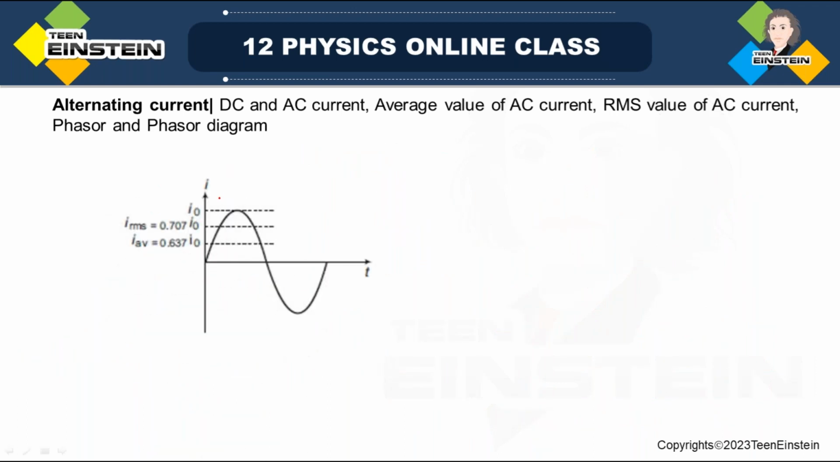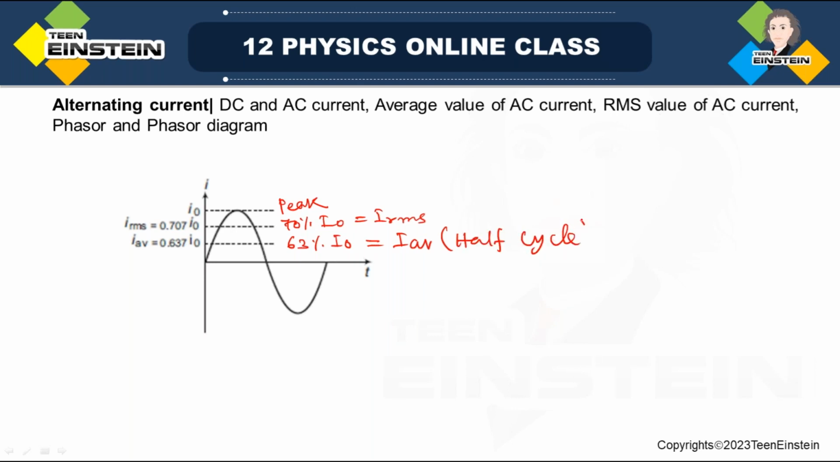See here, this is the peak value I0, that is the maximum value. Nearly 70 percent of I0 is actually IRMS, and the average is less than that, nearly 63 percent of I0, which is I average. This is in actually half cycle.